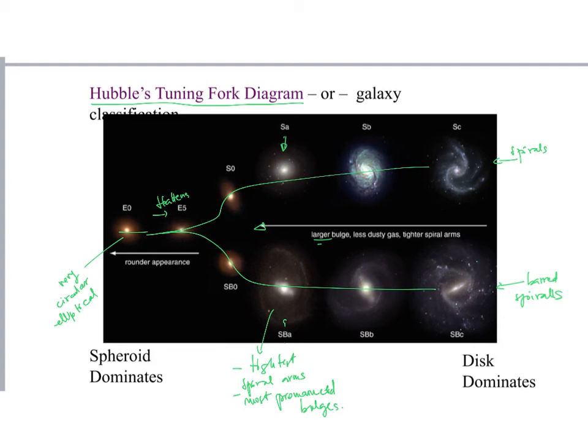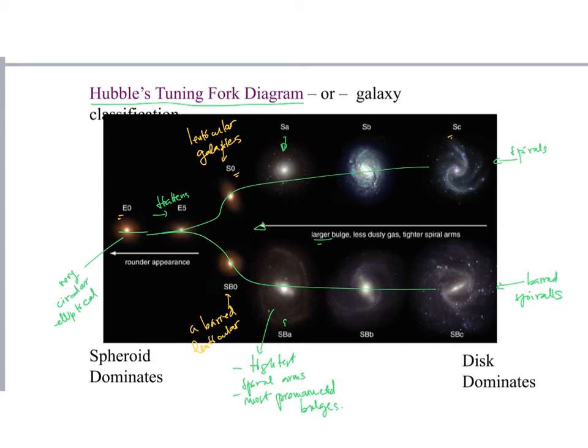Okay, and in between there are these lenticular galaxies, the S0s, and maybe a barred lenticular would show up now and then. Okay, those that do not fit into the simple classification scheme of ellipticals versus spirals.